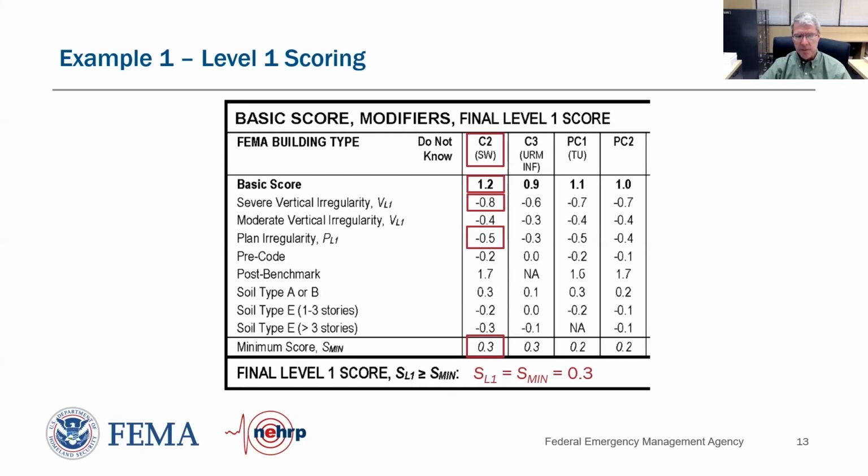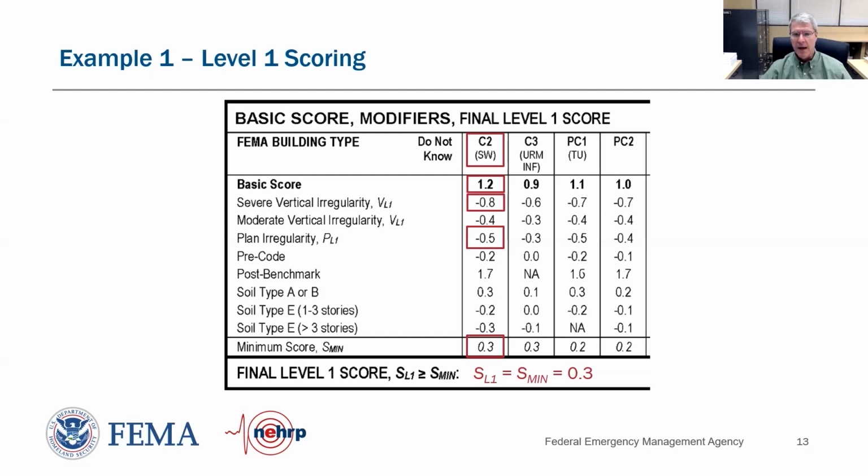And they're telling us it's not pre-code, i.e. a very old building, nor is it post-benchmark, meaning a new building. So our average building in the 80s, 90s type time frame is appropriate, and no soil modifiers. So our type CD soil is appropriate.